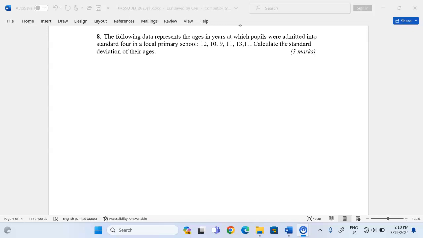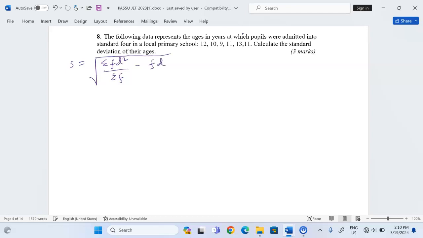So for us to calculate standard deviation, that is the square root of variance, we need to take the square root of the summation of fd squared divided by the summation of f, minus the summation of f times d over the sum of f, this one also squared.